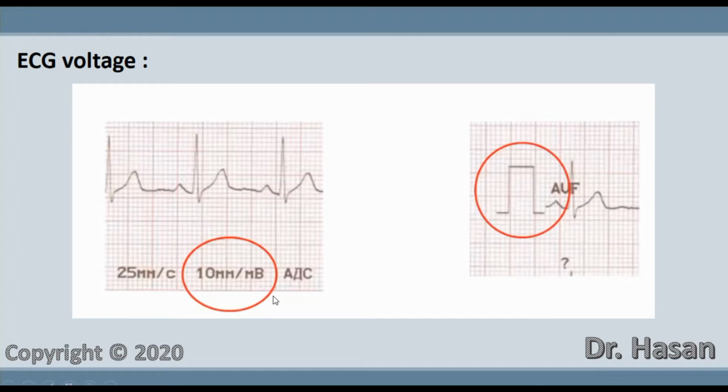Attention! If 10 millimeters per millivolt is written below or above the ECG and the height of the wave is not 10 millimeters, this means that the electrocardiograph is not calibrated and it is impossible to analyze the ECG.